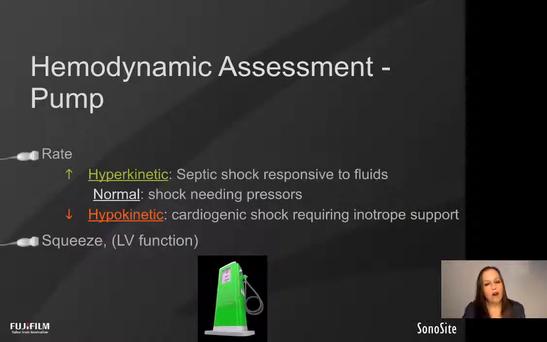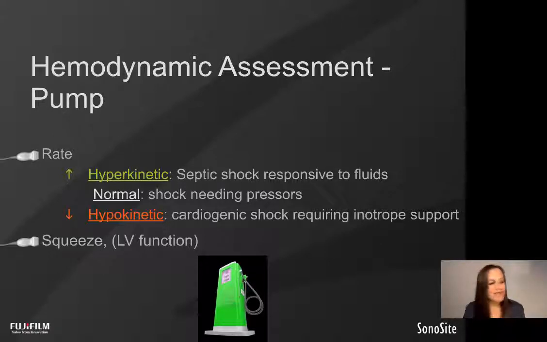Now when we're looking at the heart, there are a couple of things that you should focus on. One is the rate. Is the heart rate fast or hyperkinetic? You can often see hyperkinetic hearts in septic shock. Normal is basically normal rate, and remember this is dependent on age. And hypokinetic is less movement. You can see less movement in situations of cardiogenic shock requiring inotropic support. But we're also going to look at squeeze. We're looking at the function of the left ventricle.